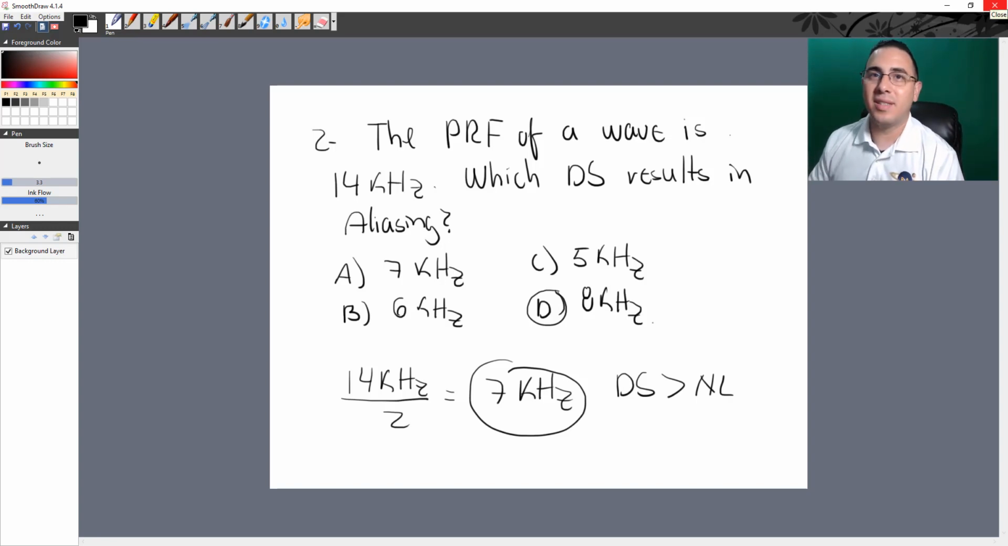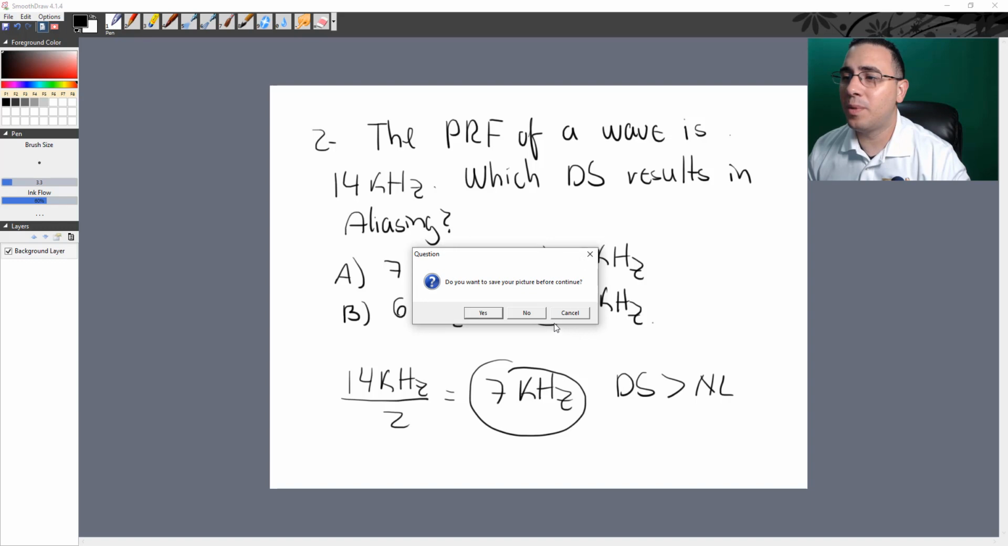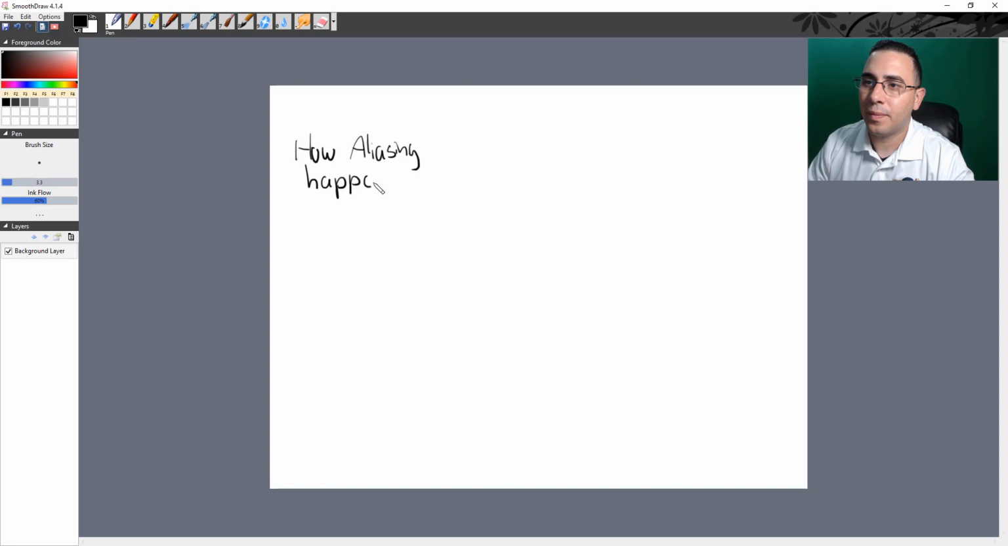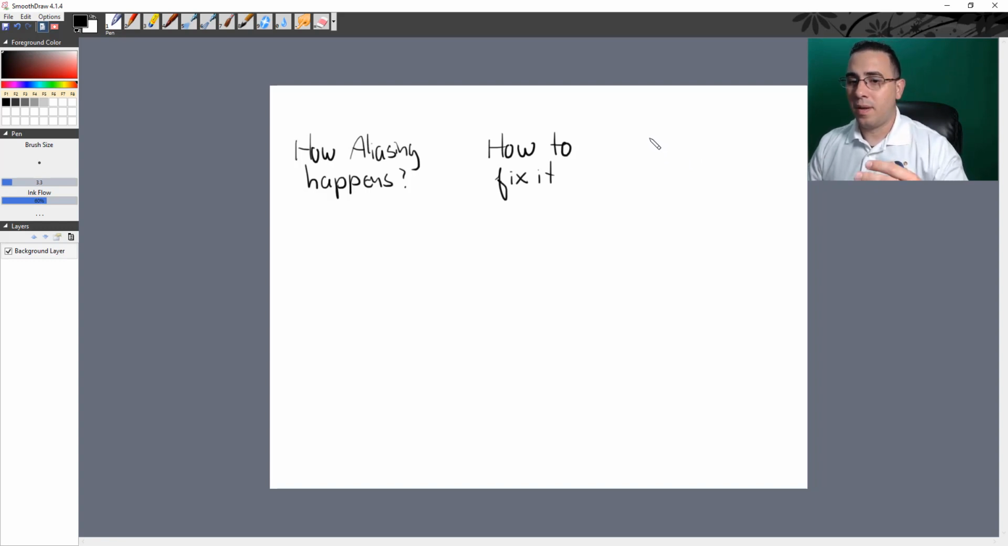We have to go deeper into this, and now we're going to make a table with 3 columns. The first one is just going to say how aliasing happens. The second column is going to say how to fix it. And the third column is going to say the disadvantages of doing the adjustment for fixing this aliasing.